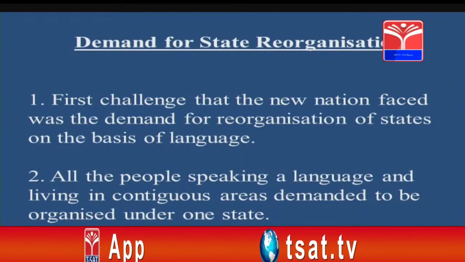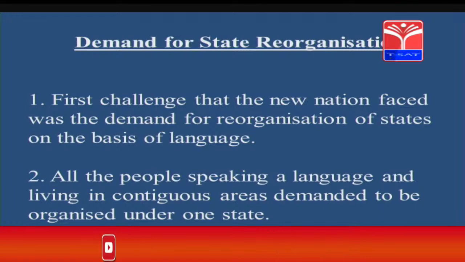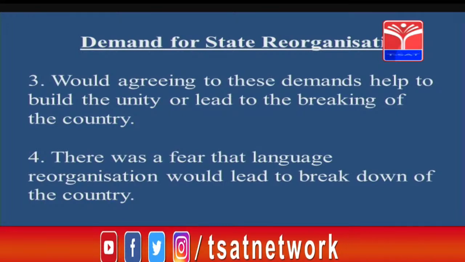All the people speaking a language and living in a contiguous area demanded to be organized under one state. Would agreeing to these demands help to build unity or lead to the breaking of the country? Leaders were thinking that if we take language as a basis, everyone wants to prove that my language is more important than others. Is it going to hamper the unity or integrity of the nation? This was the main criteria.